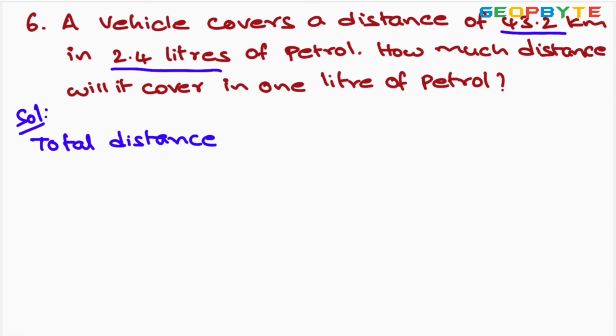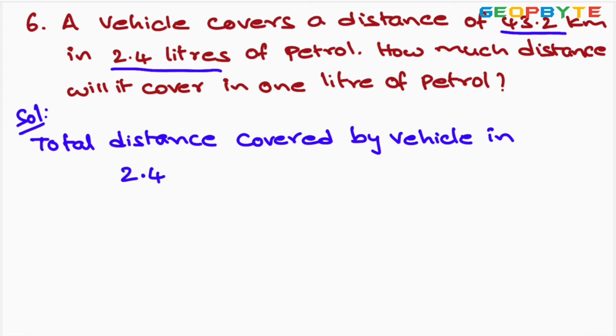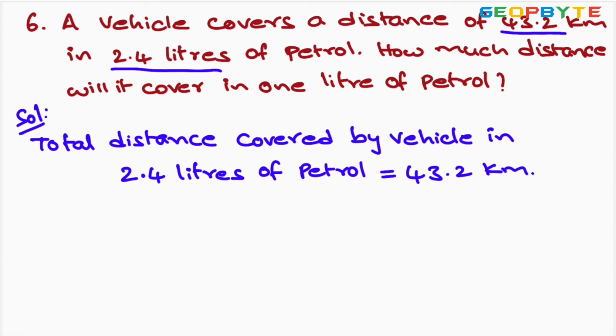Total distance covered by the vehicle in 2.4 liters of petrol is equal to 43.2 kilometers. Then we need to find the distance covered in 1 liter of petrol.